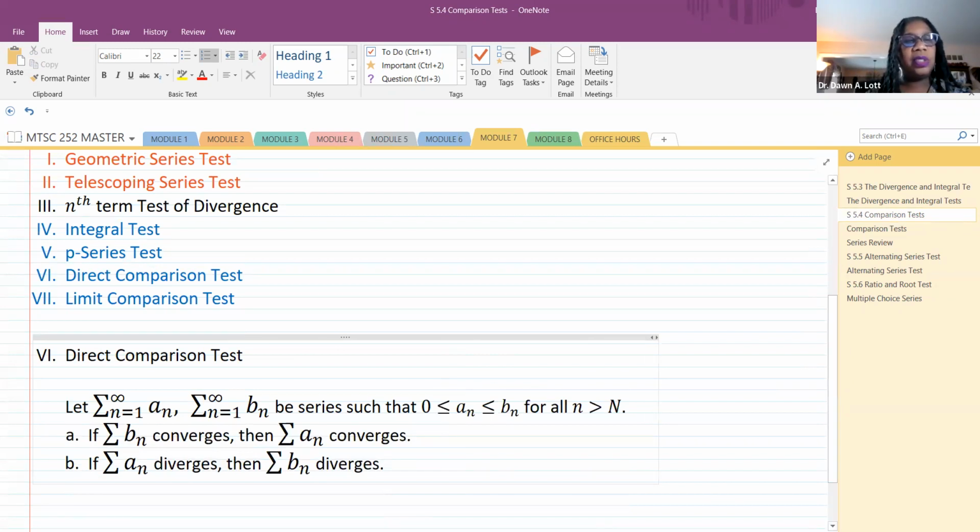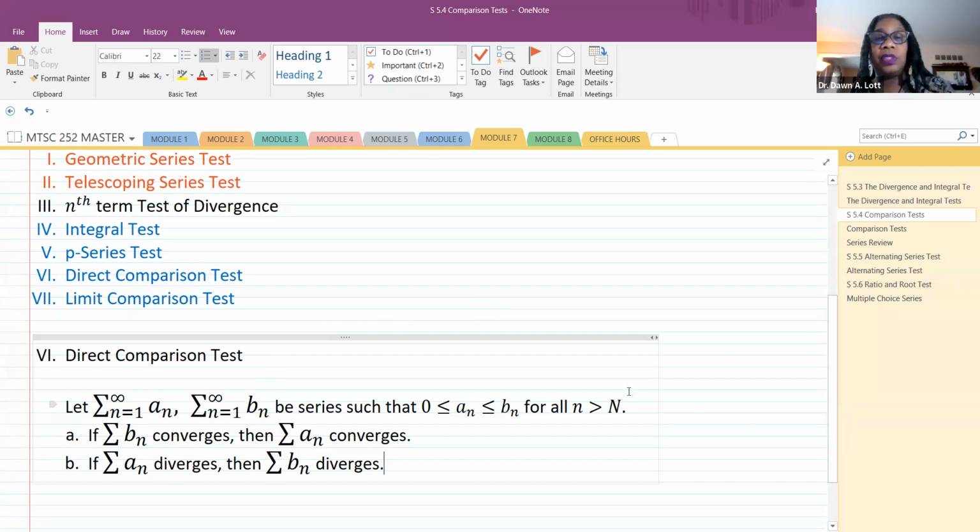We have two series, summation a_n and summation b_n. Both of these are series, and they have positive terms. Notice a_n and b_n are both greater than 0, but more importantly, b_n is bigger than a_n. So all the terms of b_n are bigger than those of a_n. This is after a certain point in the series. It may not be true at the beginning, but after a certain point, you can always say that 0 is less than a_n, less than or equal to b_n.